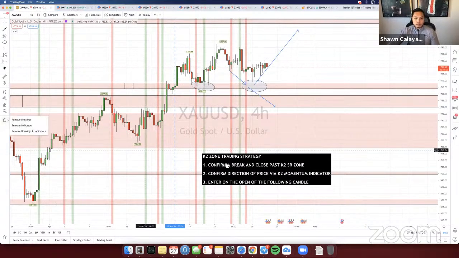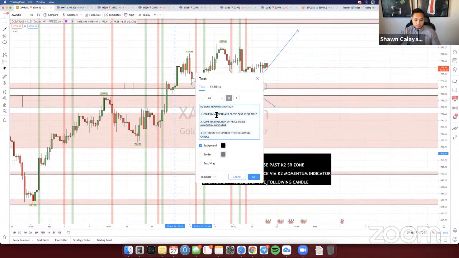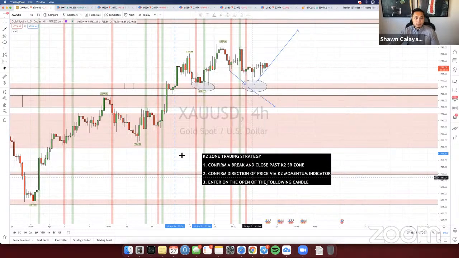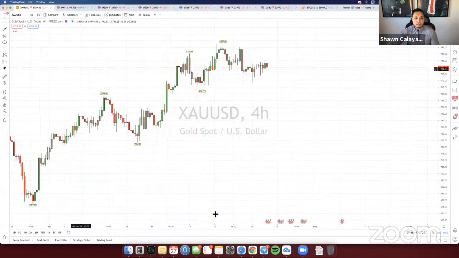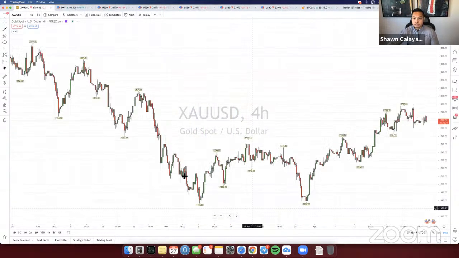Let me just go ahead and copy this so that you guys can see what I'm doing here. So delete everything off this. I'm going to turn off all of the indicators. So here's a naked chart. I'm going to zoom out from this point.